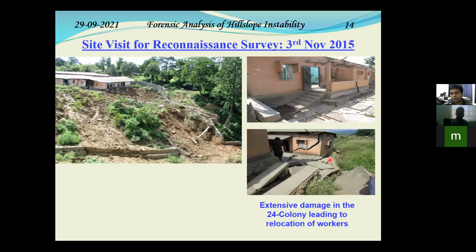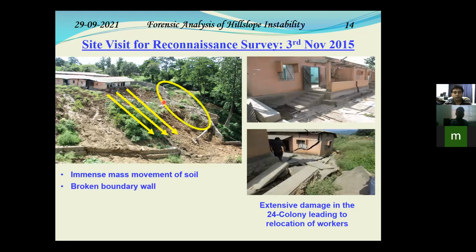Some pictures from the colony, you can see that there is extensive damage. Now, this picture on the left-hand side is very interesting because looking at this, we could get some inference from the field. This is the immense amount of mass movement and the direction in which it occurred, downhill on the slope just behind the workers' colony, and the entire workers' colony got damaged due to that movement.